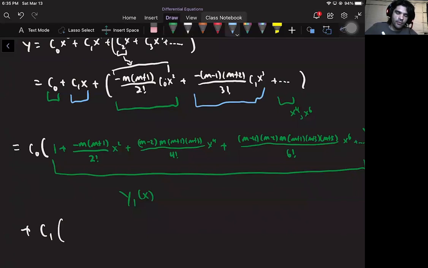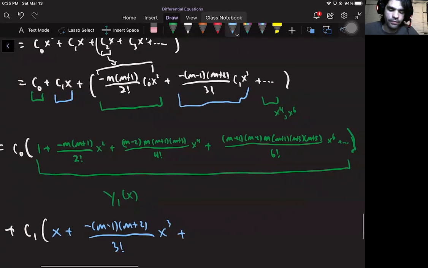So take out C1 from x, you just get x. Take it out from this thing, and you get this stuff, x cubed. So what's x to the 5th going to be?